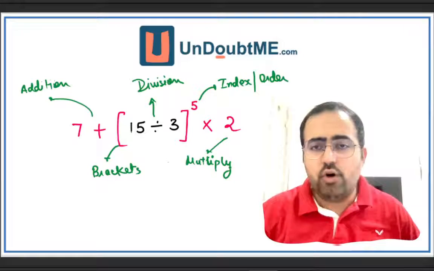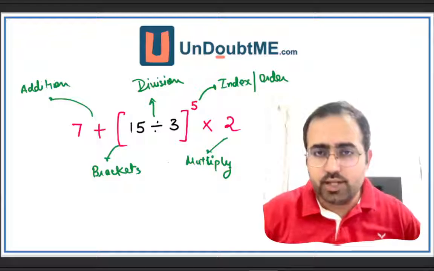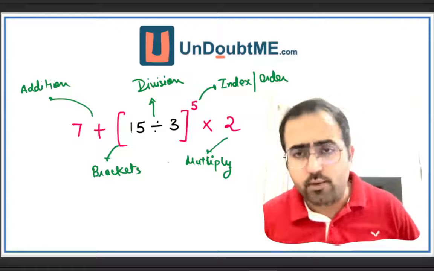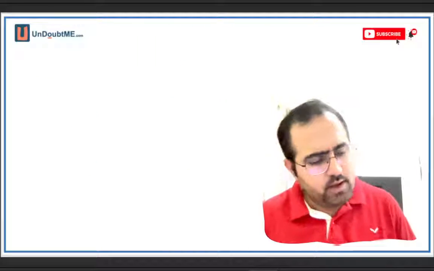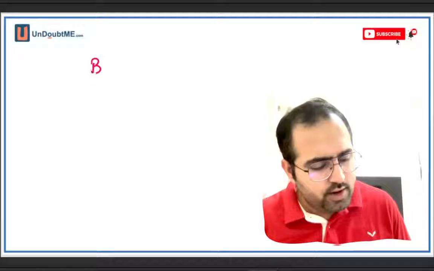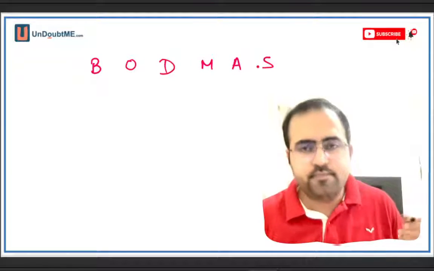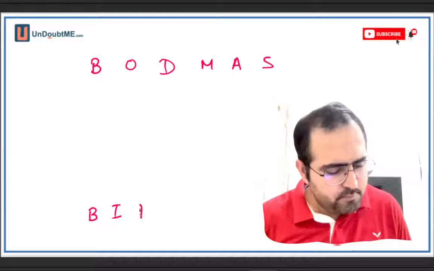So all these operations are there in this, and we have to look at all of them and then solve them in order. So what is that order? Let us understand that. That order is called Bodmas. Sometimes it is also referred to as BIDMAS.